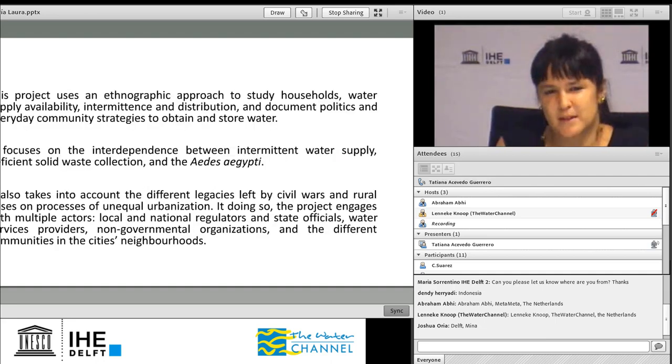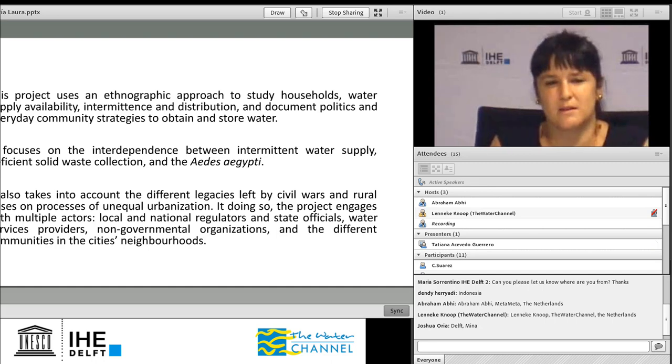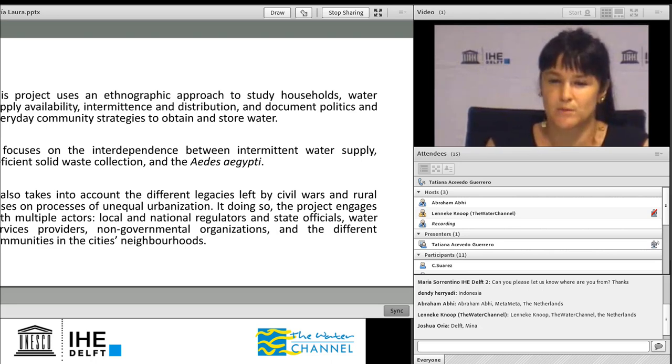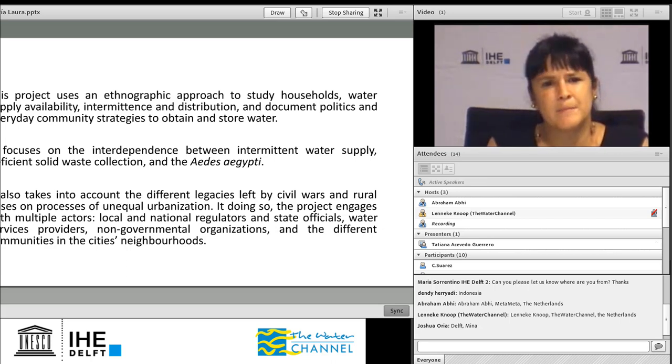Now, this project that I have been thinking about in recent years uses an ethnographic approach to study households, water supply availability, intermittence, the fact that water comes and goes without a pattern many times, and distribution, and document politics and everyday communities' strategies to obtain and store water. It focuses on the interdependence between intermittent water supply, that is water that will be available throughout some hours of the day, but then will be cut, deficient solid waste collection, and the Aedes aegypti.